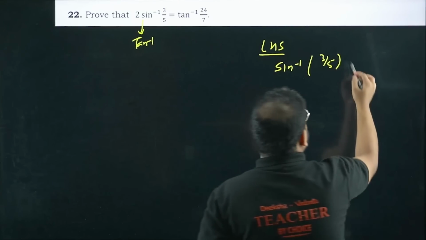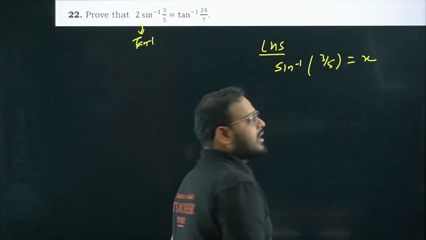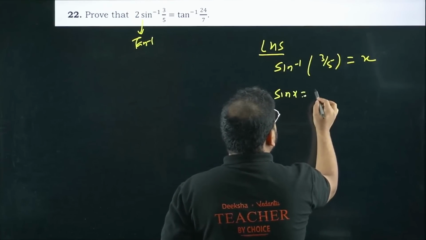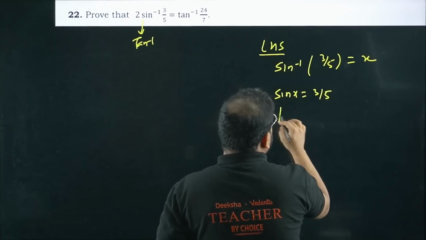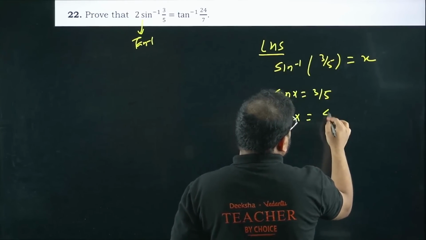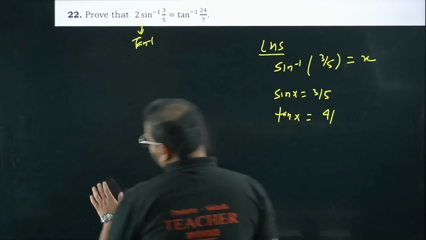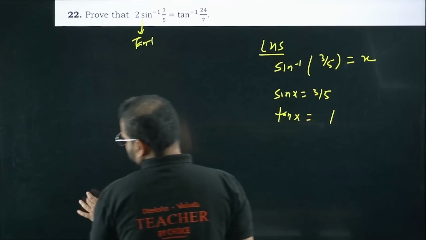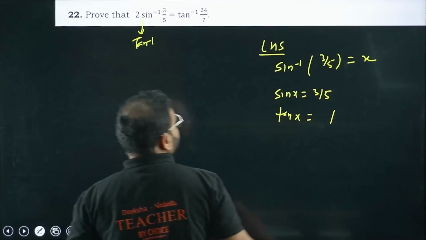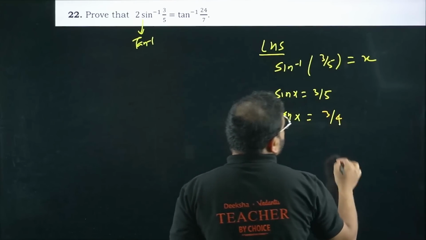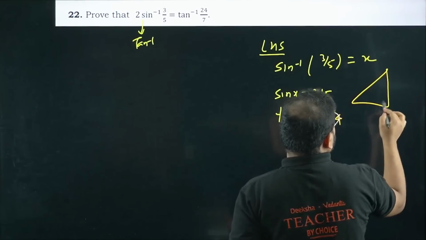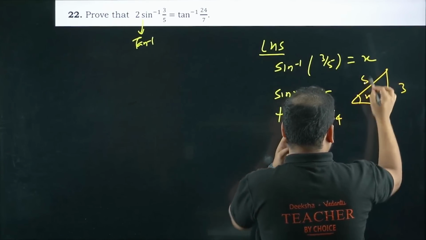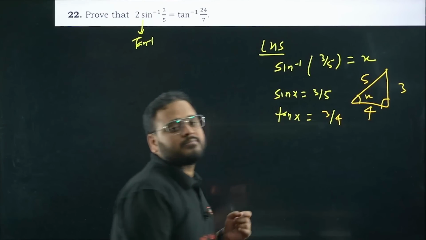If I take this to be, let's say, x, what do I get? So sin x is actually 3 by 5. From where we get tan x, which is nothing but 3 by 4. How come? If this is the right angle triangle and this is the 90 degree, this is 3, this is the angle x, this is 5, it means this has to be 4 only, right?